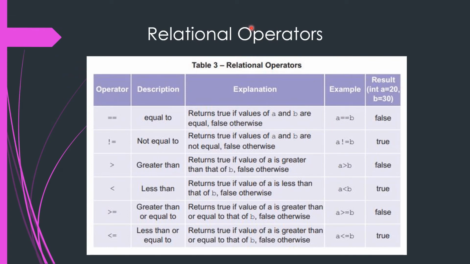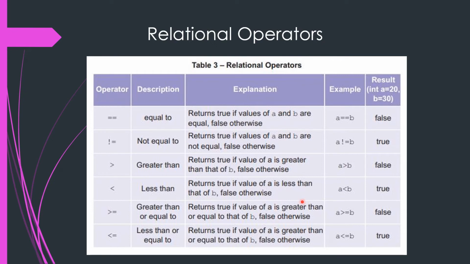Now let us talk about relational operators. As their name suggests, they perform operations based on relation, so they tell the relation between numbers. First is equal to. These two equal signs denote the equal to operator. It returns true if the values of a and b are equal, false otherwise. All these relational operators return a true or false value.